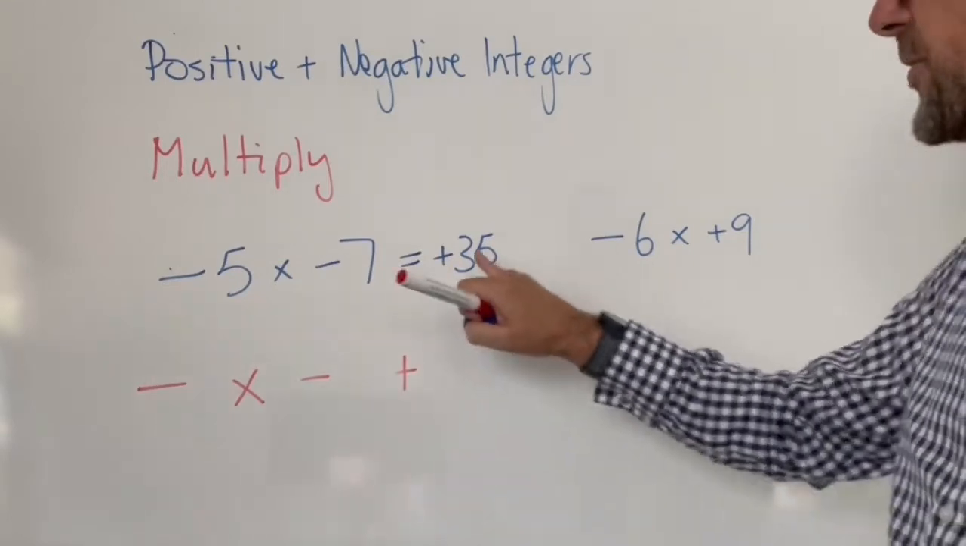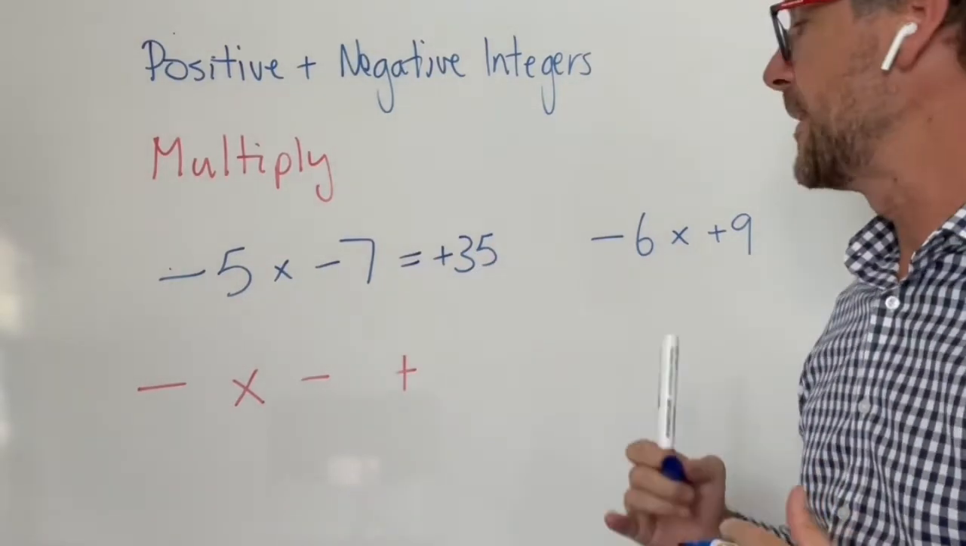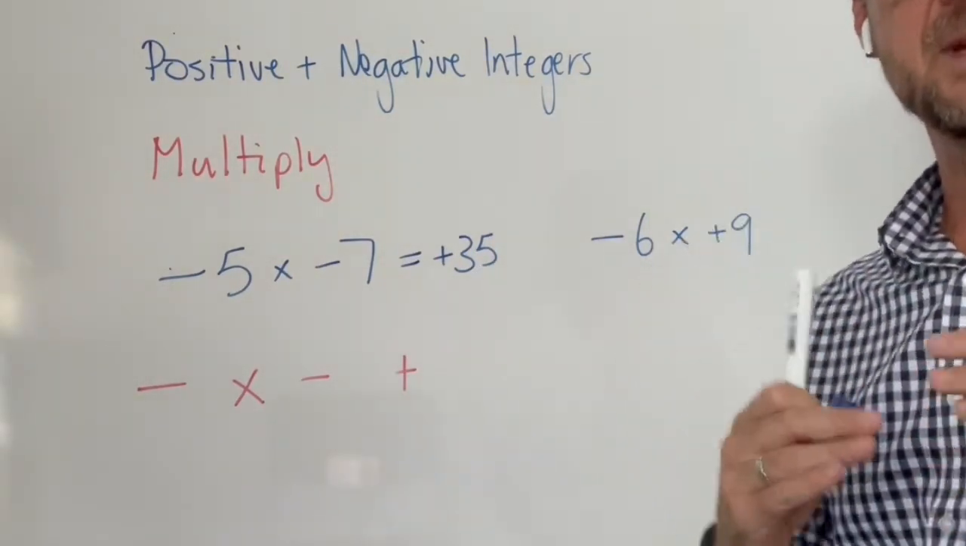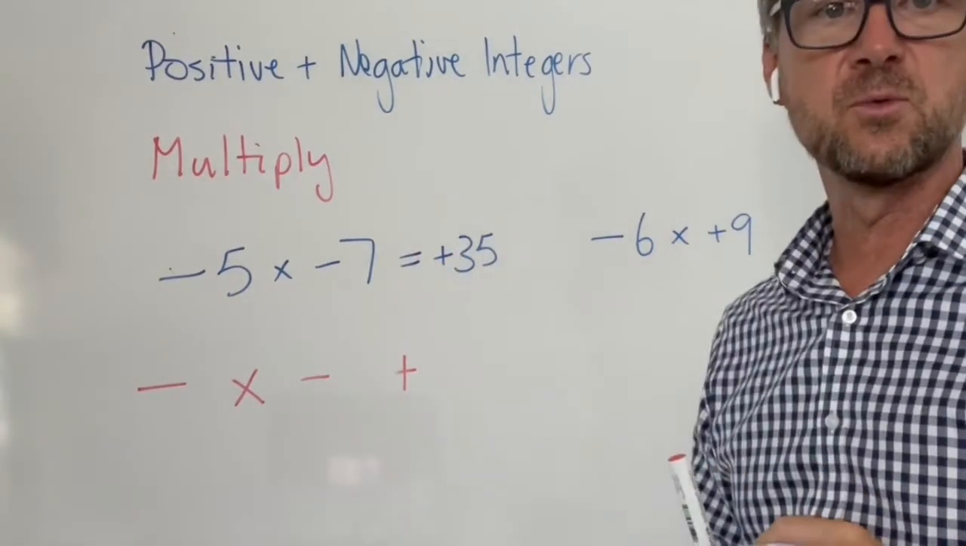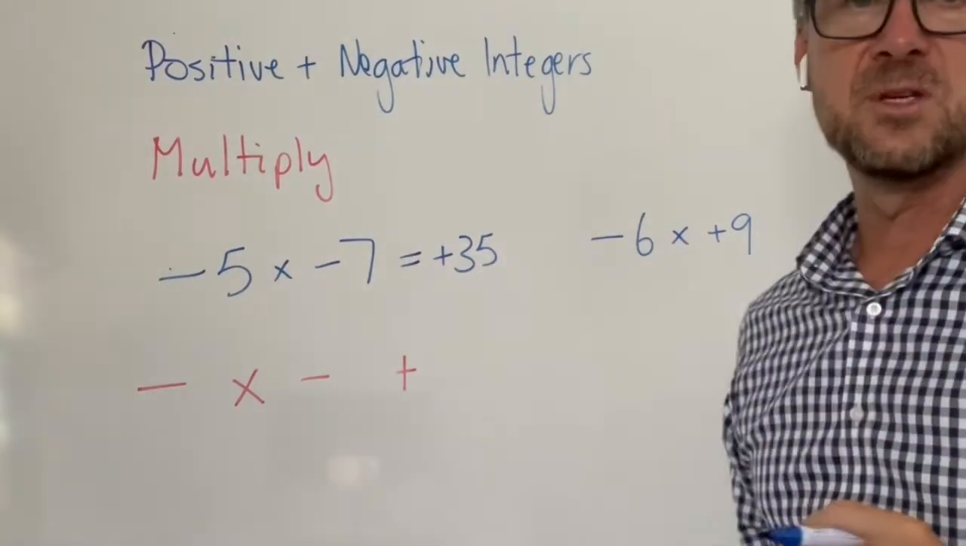Now it's always worthwhile with these questions to put the positive in. We know that if we just write 35, it also equals 35. But when you're dealing with positive and negative, it's always nice to make sure that you're checking to make sure you've got the right positive or negative symbol there.